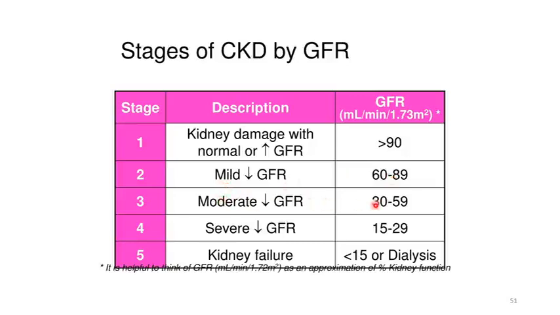When the GFR falls between 30 and 60, it is known as moderate, and between 15 and 29, it is known as severe chronic kidney disease. And less than 15 milliliters per minute per 1.73 square meters of body surface area is known as complete kidney failure, and dialysis is needed.